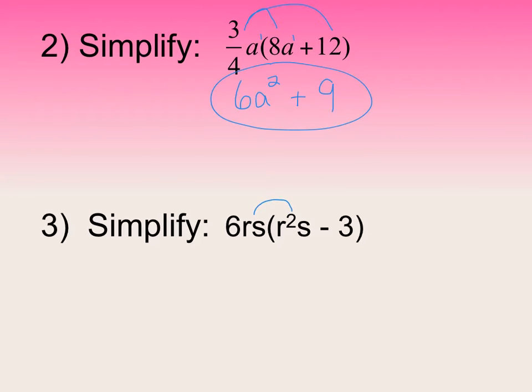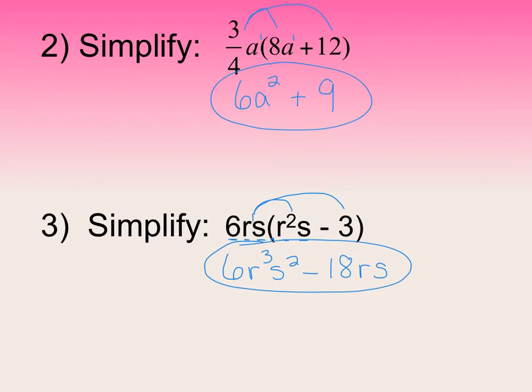Example 3, so we're going to distribute. So your regular numerical bases would be multiplied. That would be 6 times the 1 that's not showing there, so that's still 6. But then we've got r to the first times r to the second. So we're going to add those two exponents, which creates r cubed. And then we've got s times s, and that would be s squared. So that's your laws of exponents because we're multiplying those same bases. We're going to add those. Next, it's 6rs times negative 3. So the only thing we could truly multiply here is the 6 and the negative 3, which is negative 18. And then rs, there's nothing else to combine those with, and this would be your final answer.